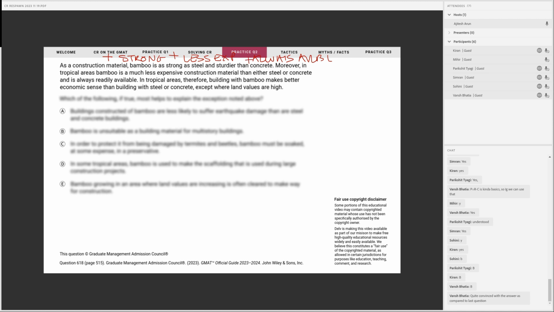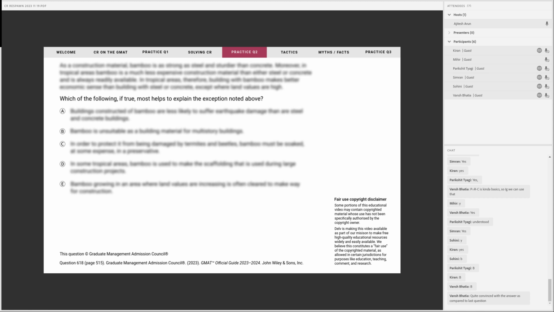Now, what's the surprising thing? The surprising thing is building with bamboo makes better economic sense than building with steel or concrete, except where land values are high. Now let's move on to the stem. The stem says we need to explain this exception. And what was that exception? Except where land values are high. We need to explain that.